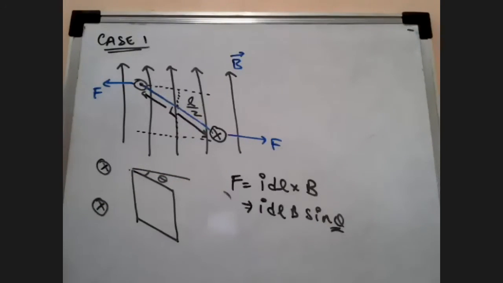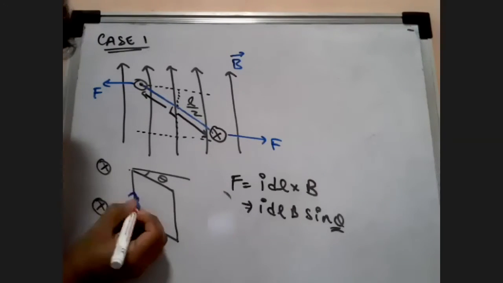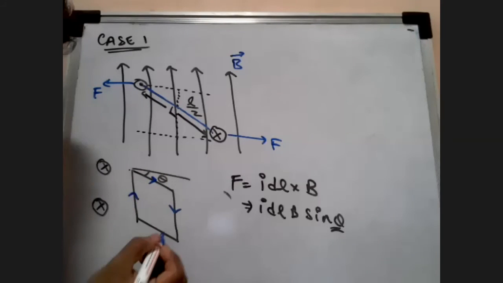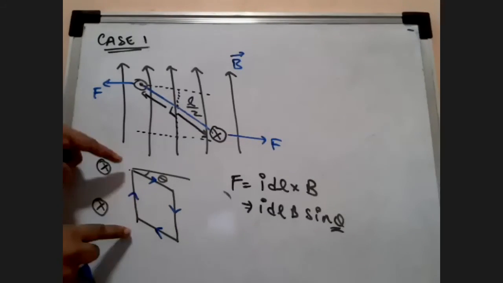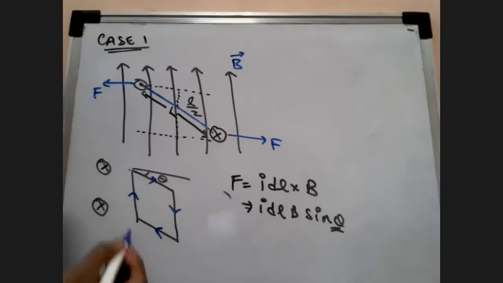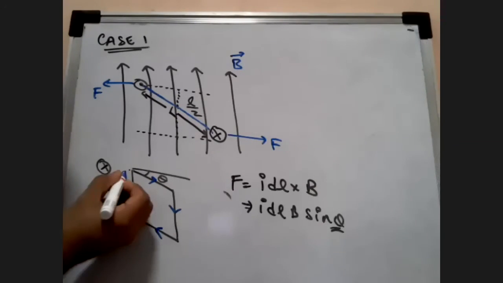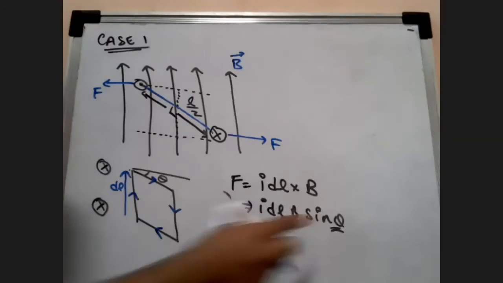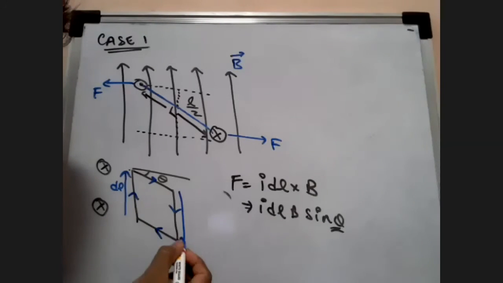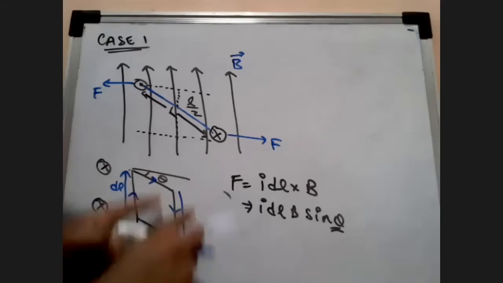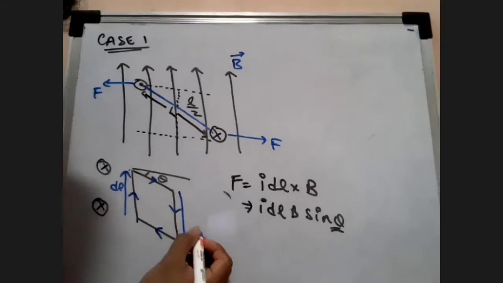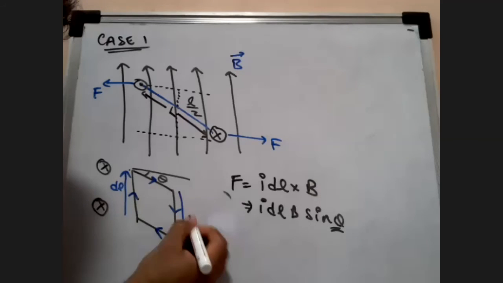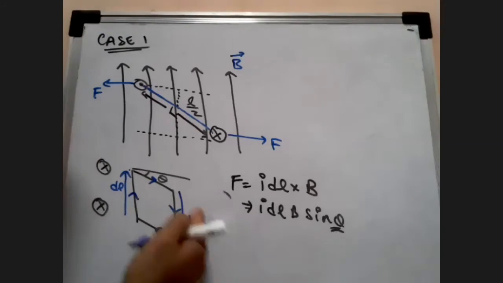Okay, no problem. But if I look at the current direction, it was like this. And if I'm only talking about this line, my dl vector will be along the current. So this becomes my dl. So you can see magnetic field is inside, students. dl is upwards, so dl and magnetic field is going to make 90 degree. Similarly, over here, I'm just talking about this branch. This branch also will make a 90 degree with the magnetic field. Yes or no? This dl also will make a 90 degree with the magnetic field.